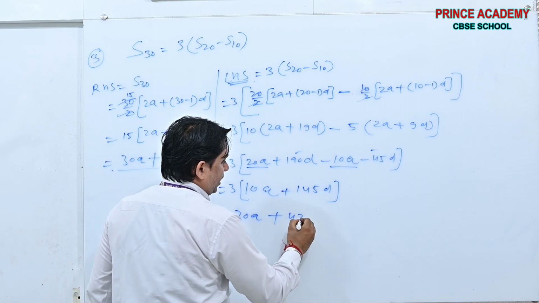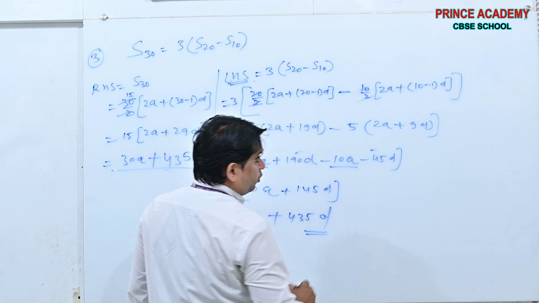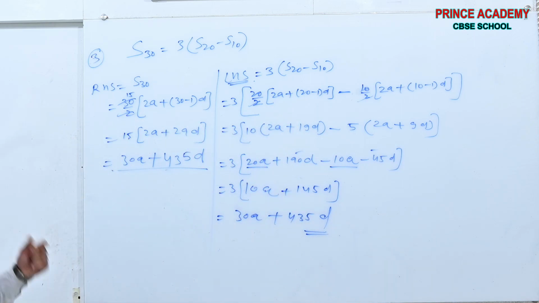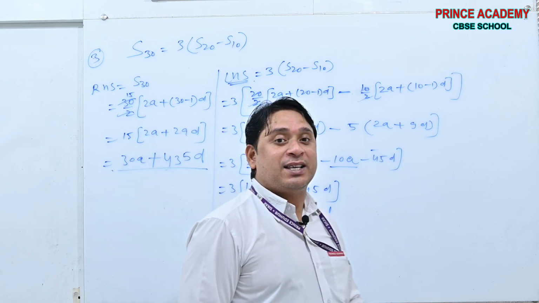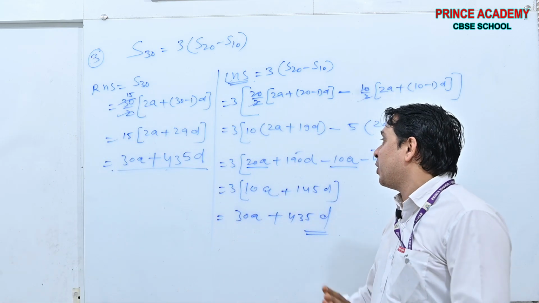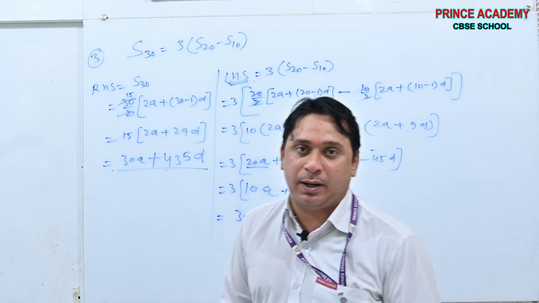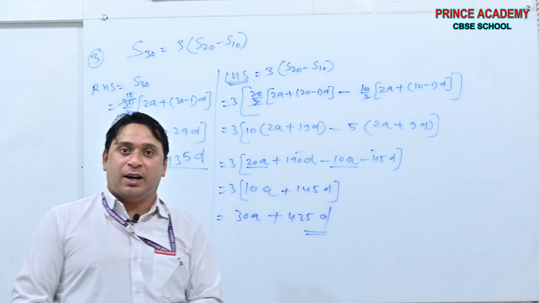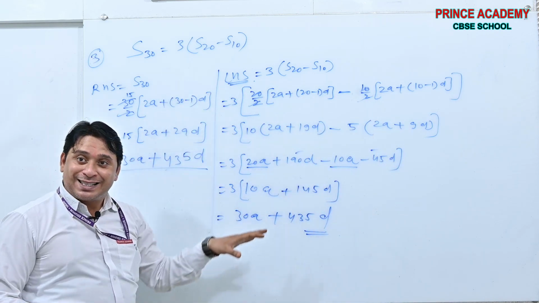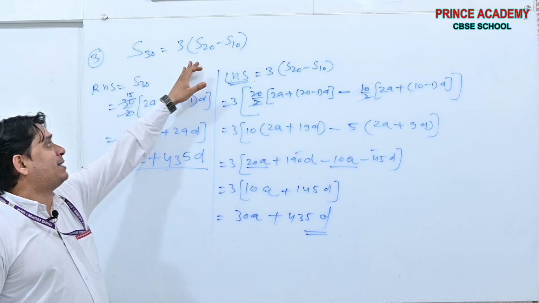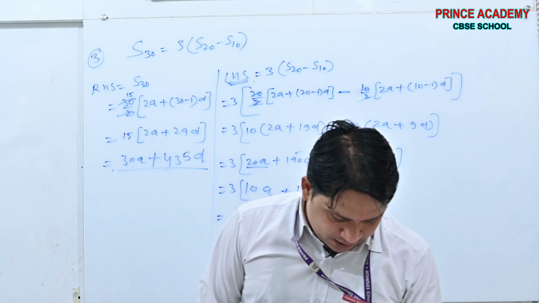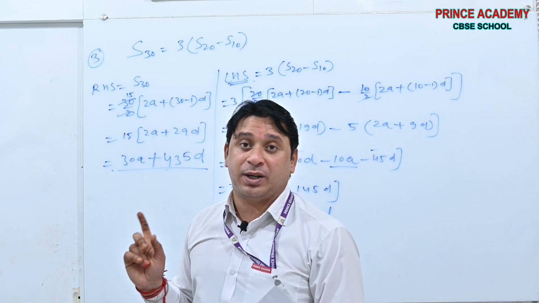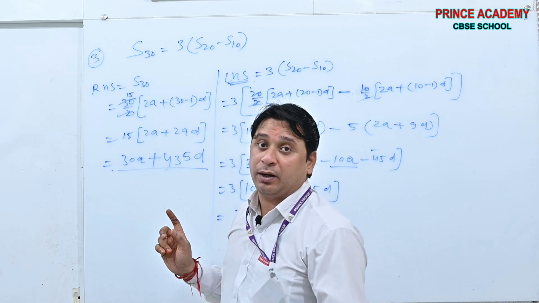30a plus 435d. I did it so fast beta, and still I believe this question is understood by everyone because the concept was so simple. Earlier we discussed the general question of this kind. Now I put the numerals. You can relate it with the second question. Okay, done. This was also a question asked by CBSE in 2014.